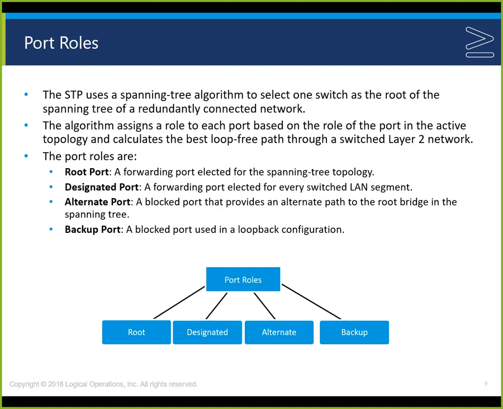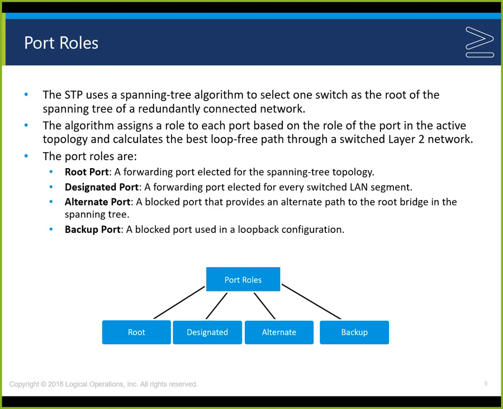Port roles. The spanning tree uses a spanning tree algorithm, as we've said, that assigns a role to each port based on the role of the port in the topology. The roles: the root port, a forwarding port elected for the spanning tree topology. The root ports are the ports that go toward the root bridge. A designated port, a forwarding port elected for every switch LAN segment. Every root port connects to a designated port.